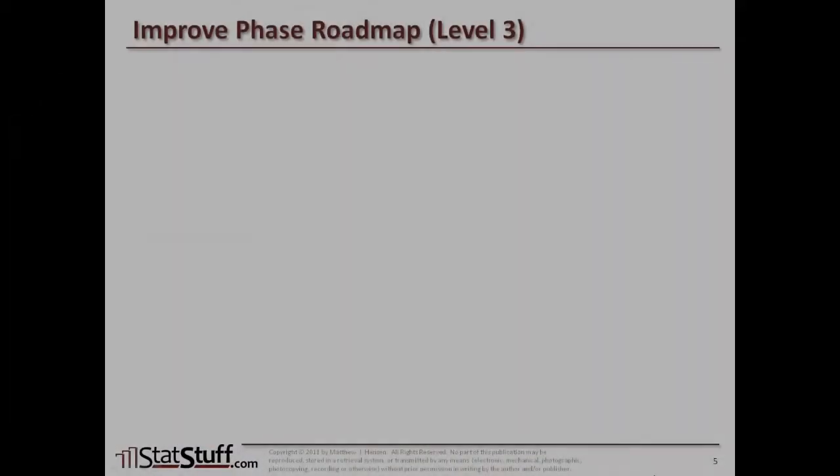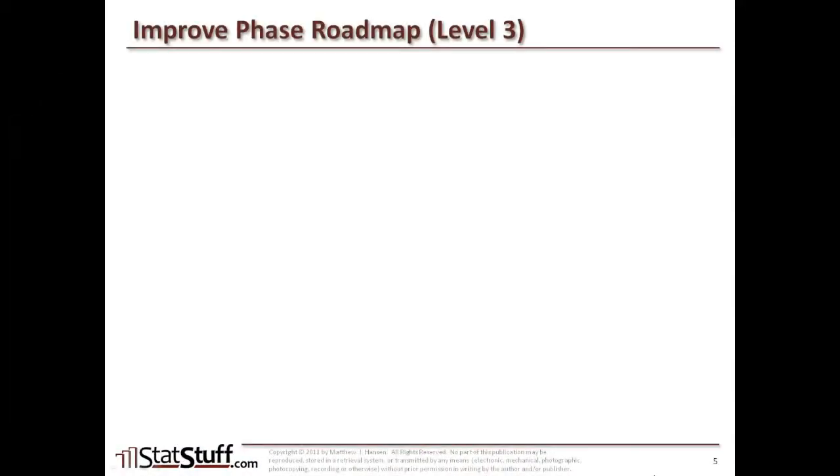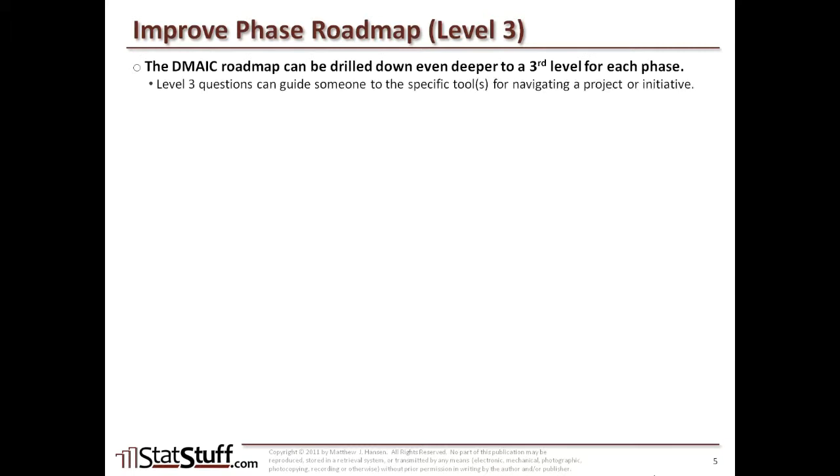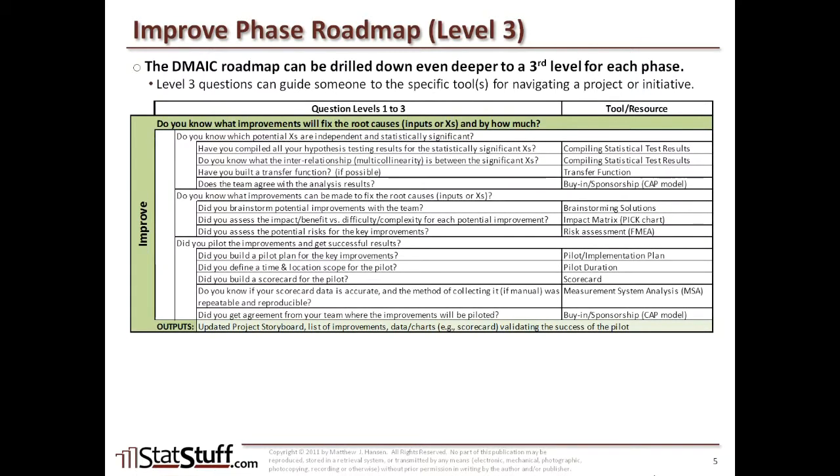Okay, now let's dig a little deeper by looking into the third layer of the improve phase of DMAIC. All right, we're going to go beyond the first and second level here of the DMAIC roadmap and go down to a third level within each of these phases, now within the improve phase. So again, this is the third level of questions we would ask ourselves to get more specific to what tool or resource we might refer to help us in navigating the project, at least through this portion of the improve phase. So here's the section for the improve phase.